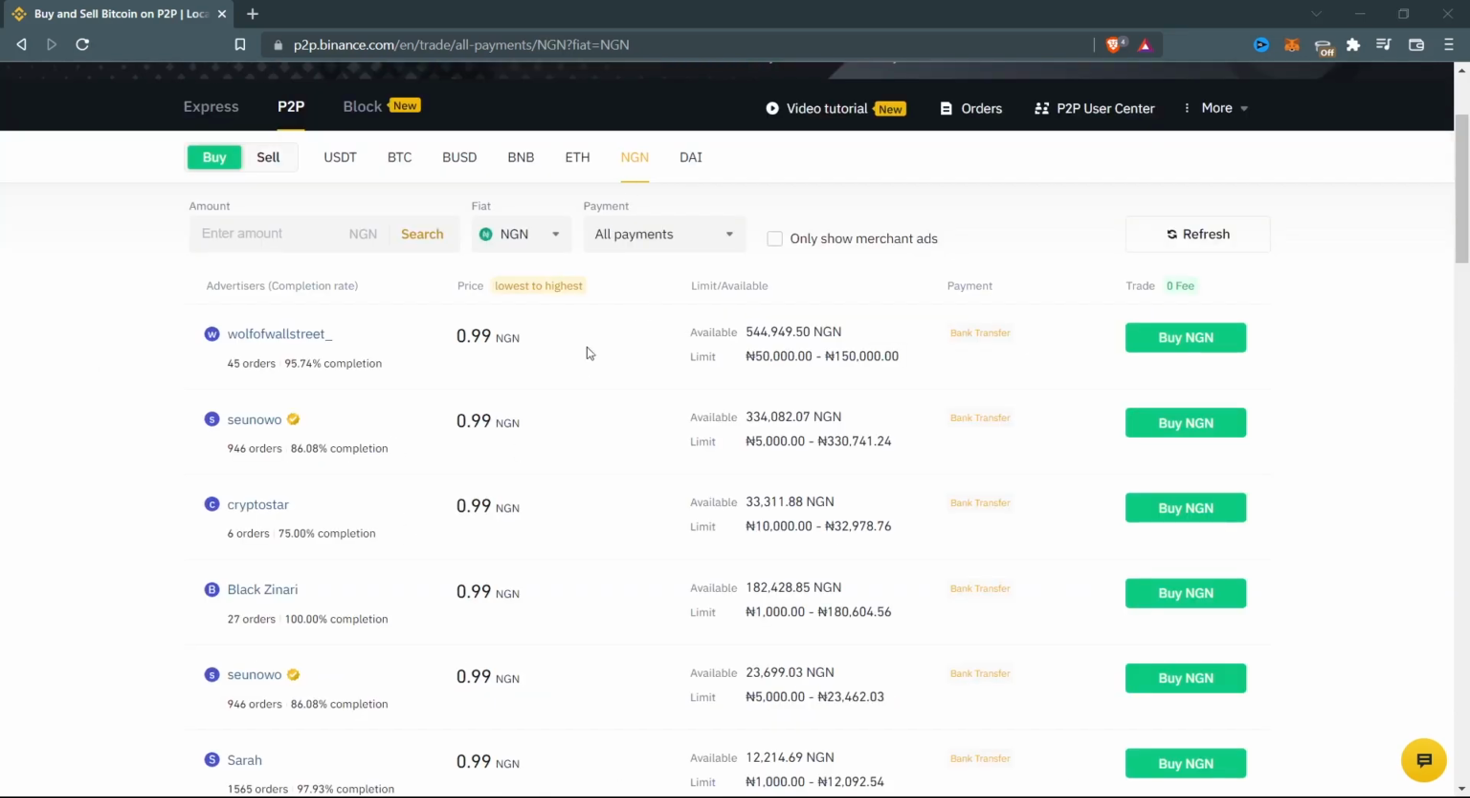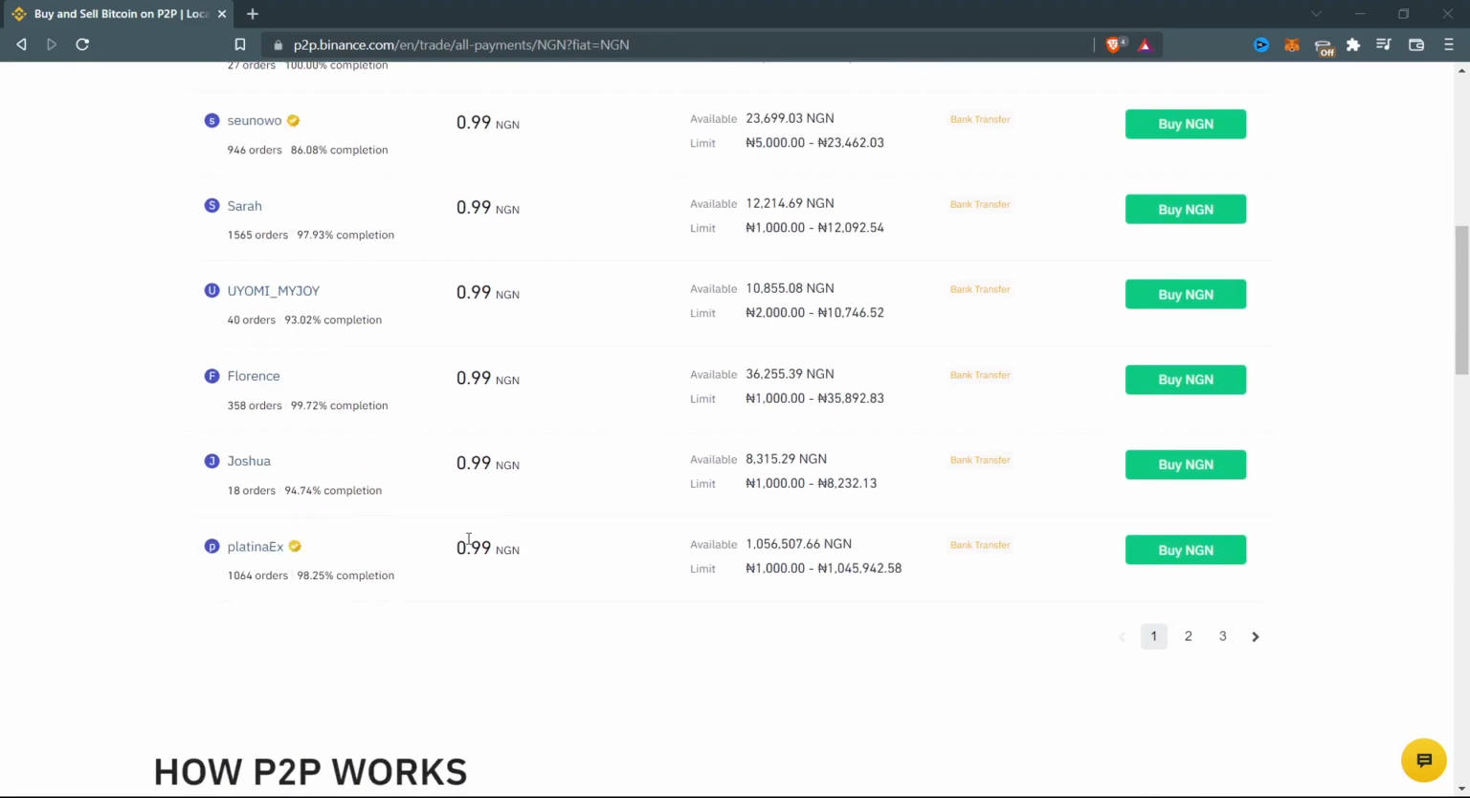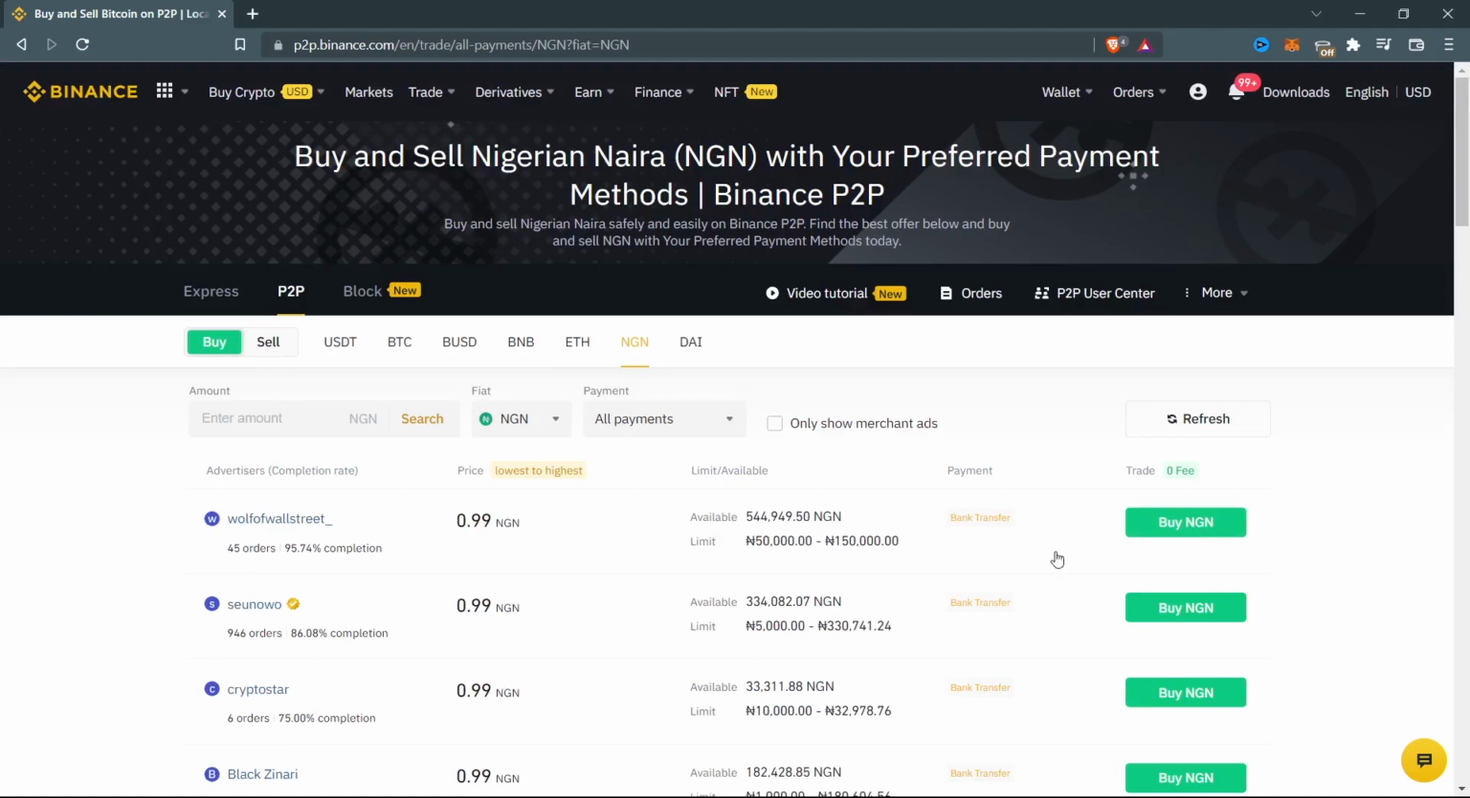So once you click NGN, you can see that the first person is selling from 50,000 to 150,000 at 0.99 per naira, and the second person is selling from 5,000 to 330,714 at 0.99 per naira. So these are all sellers right here. So we're going to go ahead and click buy. Let's see.